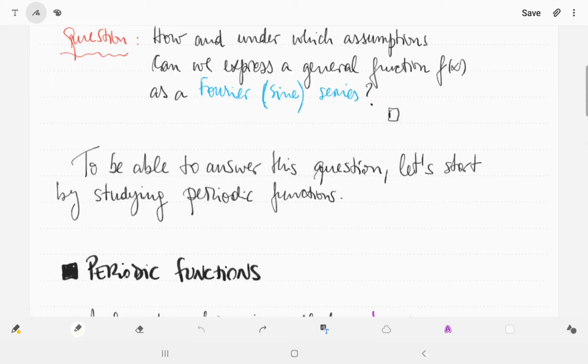So we are here. How and under which assumption can we express a general function f as a Fourier sine series? To be able to answer this question, we need to work a little bit with some features of functions, such as periodic functions. So let's see the definition.